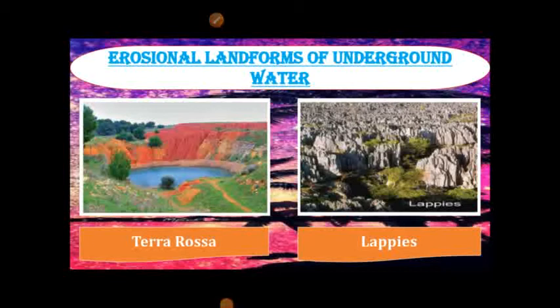Terra rosa. Deposition of red clay soil on the surface of the earth is due to the dissolution of limestone content in rocks. The redness of the soil is due to the presence of iron oxide. Lapies. When the joints of limestone rocks are shaped into parallel ridges by groundwater, long narrow trenches are formed, and these are called lapies.